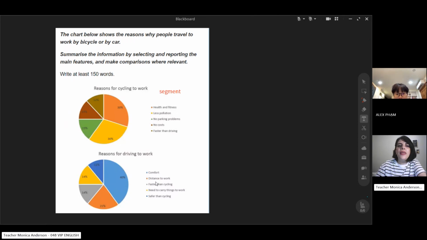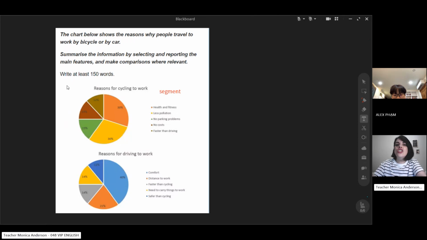So first of all, we're going to write, but we need to know how many paragraphs we need. Okay, so as we studied before, how many paragraphs do we need? 4. Of course, again, a common structure: introduction, overview, main body 1, main body 2. But of course, they're different from, for example, line graph or bar charts. So let's talk about this one.